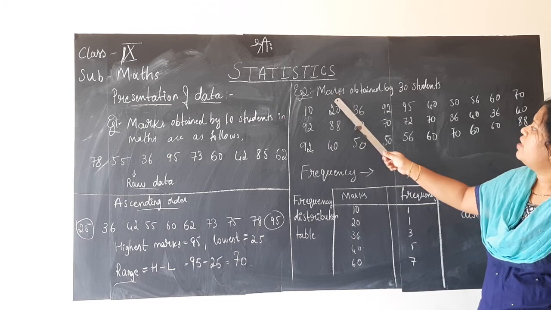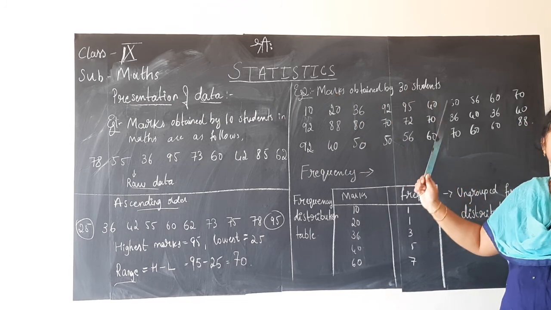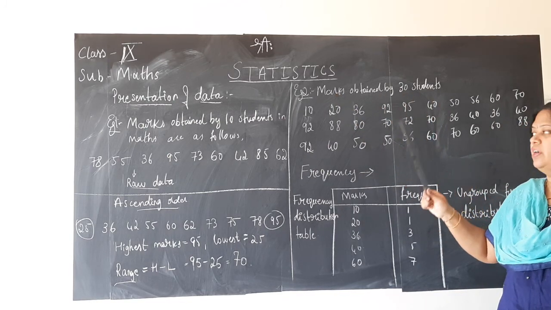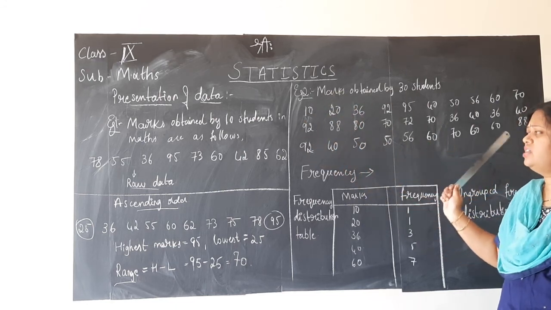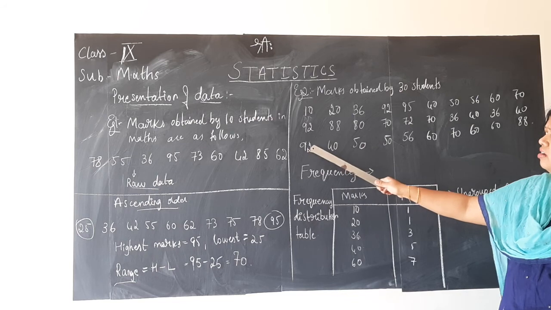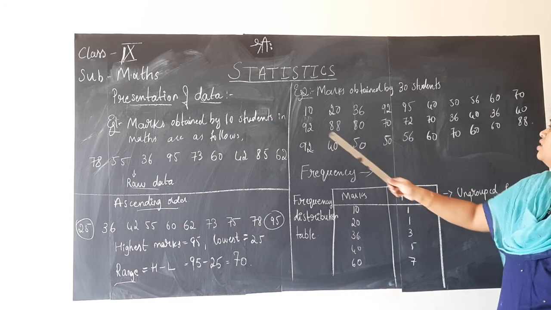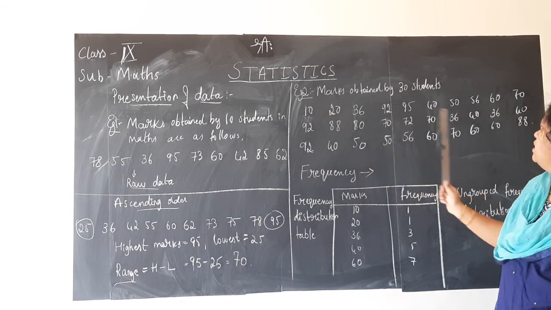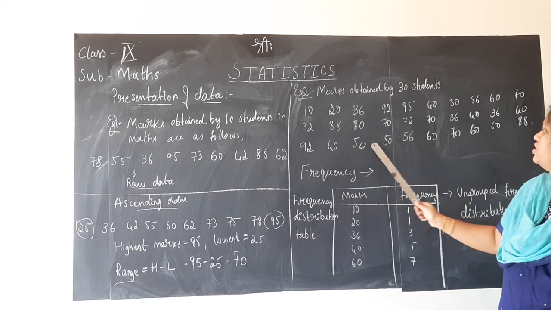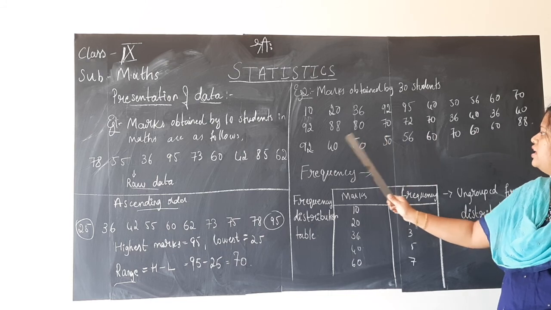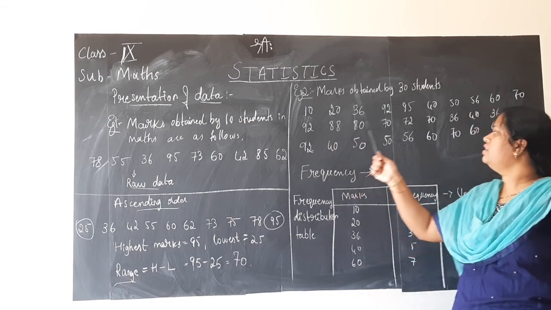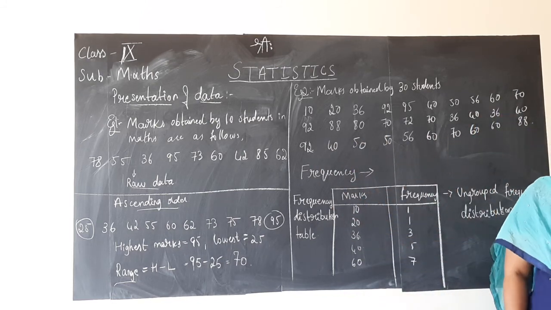It says that marks obtained by 30 students in a subject in a test are given. So these are the marks scored by 30 students. You see, 3 in a column, and finally 10 columns are there. 1, 2, 3, 4, 5, 6, 7, 8, 9, 10 are there. So these are the marks obtained by 30 students.